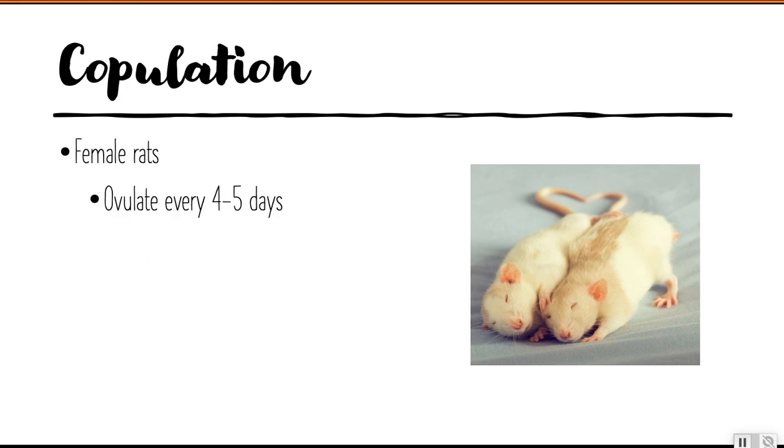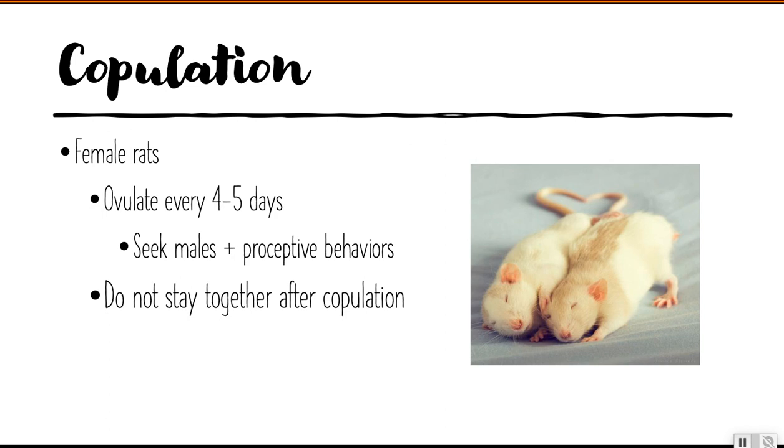Female rats ovulate every 4 to 5 days. During ovulation, during this window of time, they are going to seek males, and they're going to display proceptive behaviors. Female rats will also not stay together after copulation. They are, like we said, attracted through odors.